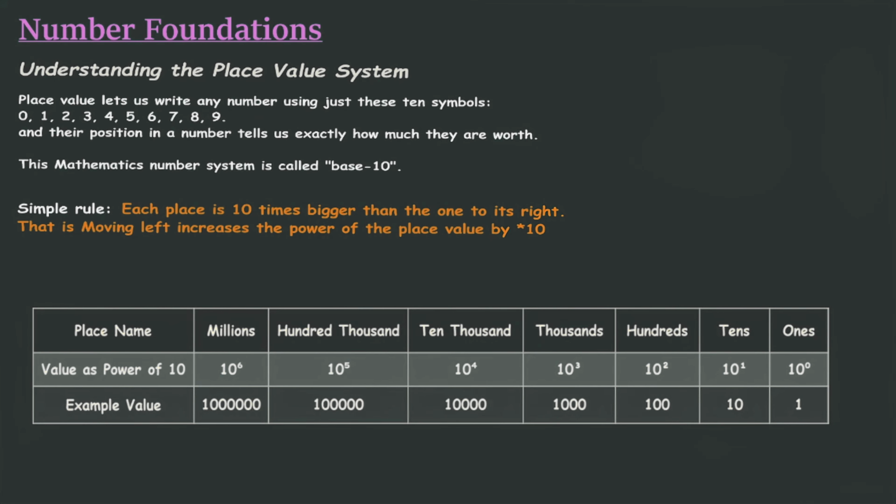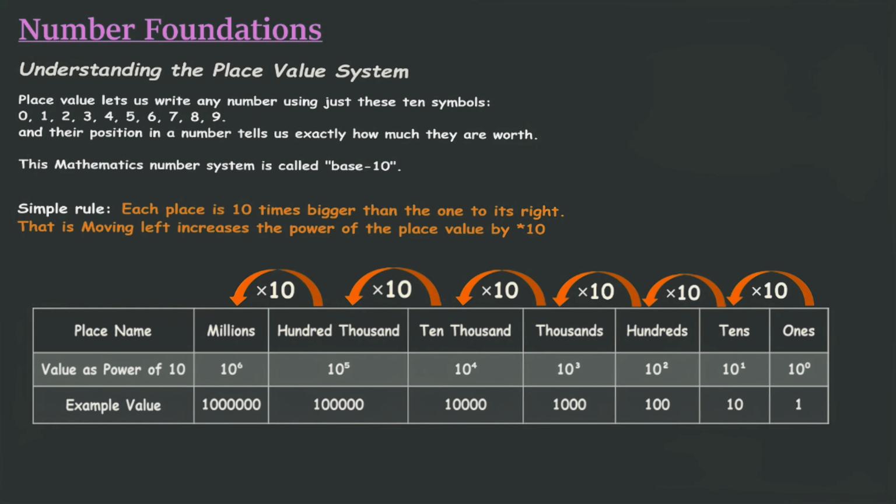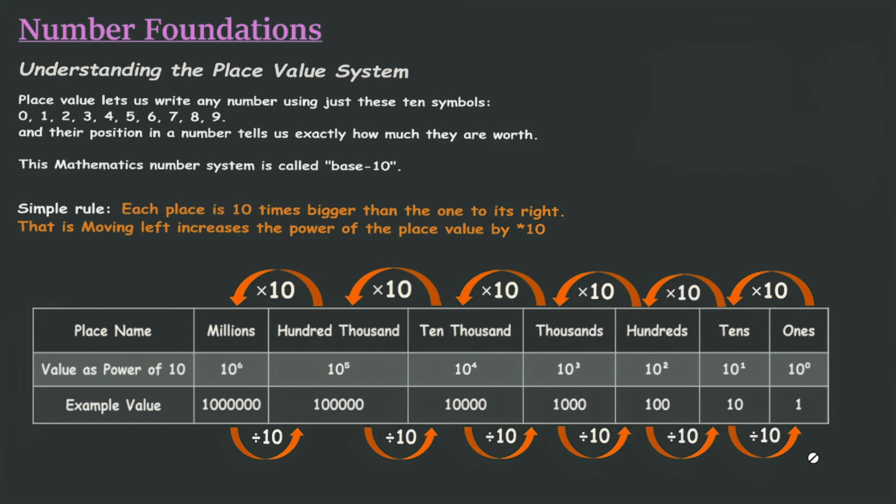Look at this scale. From the ones to the tens to the hundreds, and all the way up to the millions. Every jump left is a multiplication of 10. Conversely, every step to the right is a division by 10. We use powers of 10 to track this growth. It's the engine that runs our entire math system.